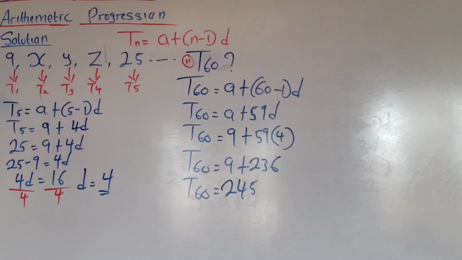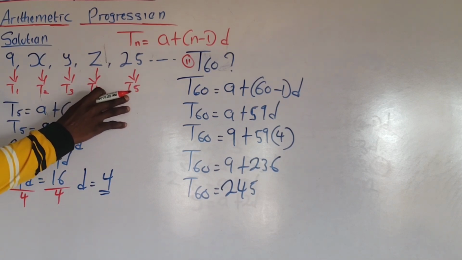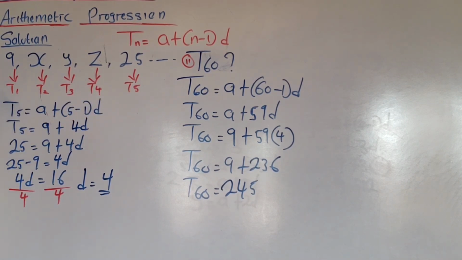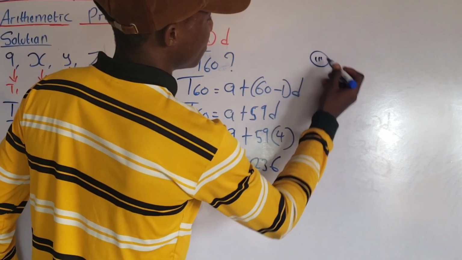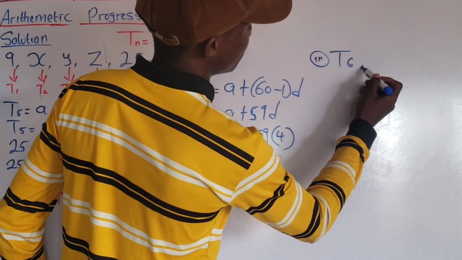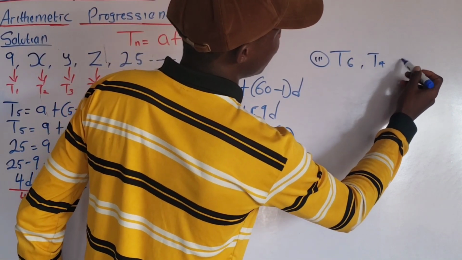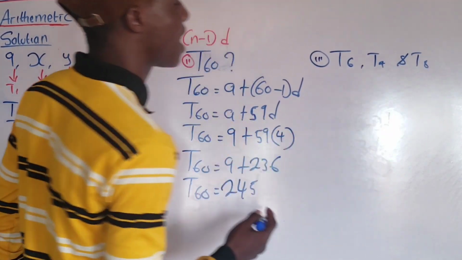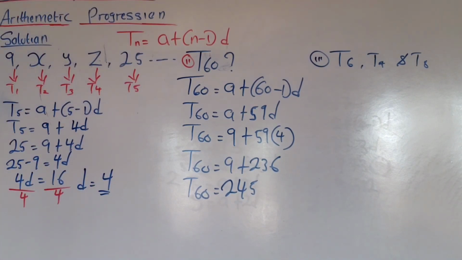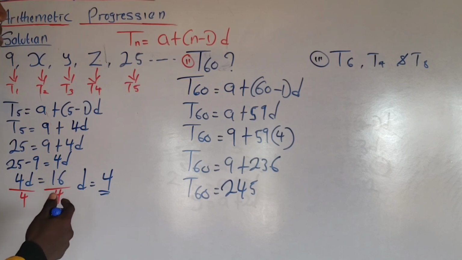Now, we are asked to determine the next 3 terms after 25th. 25th is the 5th term. You understand? So the next 3 terms after the 5th term will be the 6th term, the 7th term, and the 8th term. So to get the 6th term, we are still going to make use of the formula, okay? That is Roman figure 3. The 6th term, the 7th term, and the 8th term. Those are the terms after 25th. You understand? Okay?